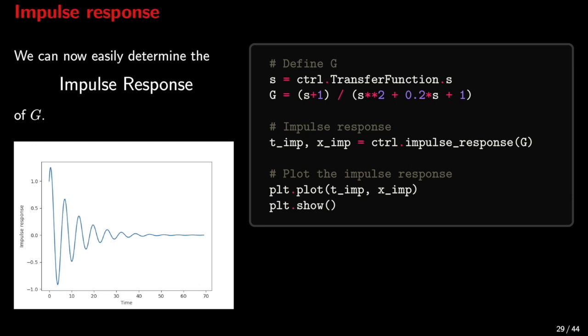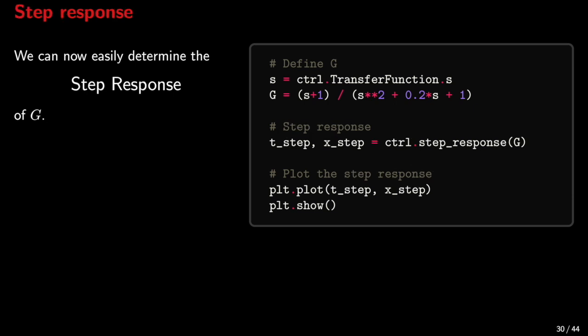We see that the impulse response goes to 0, and we can conclude that the system is BIBO stable. Recall that there is a theorem that says that a system is BIBO stable if and only if its impulse response is absolutely integrable, and this is the case here.